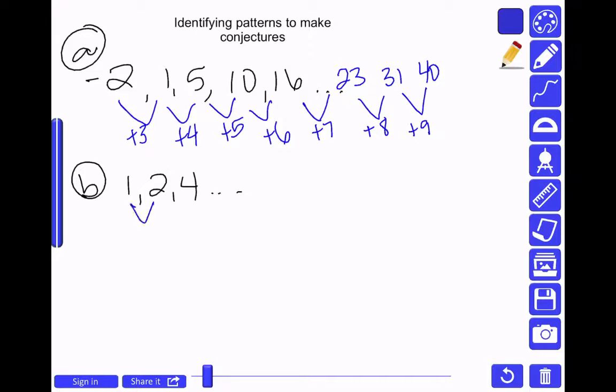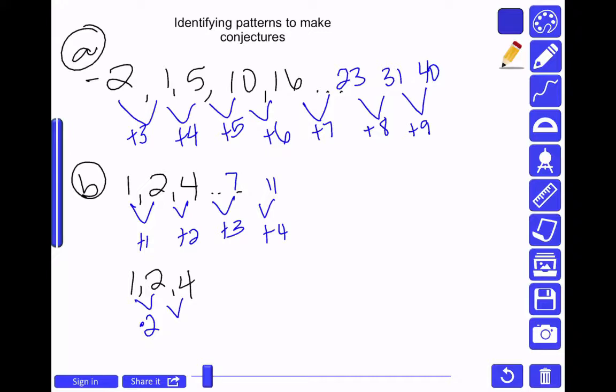Example B, I have the sequence 1, 2, and 4. I could make the conjecture that this is +1 and this is +2, so then I would have +3, which is 7, +4, which is 11. I could also make the conjecture that this is ×2 every time, which would make this 8, 16, 32. So there's sort of 2 different conjectures I could make there, and with more information, I could maybe decide which one would be best or which one is the right one depending on the context.